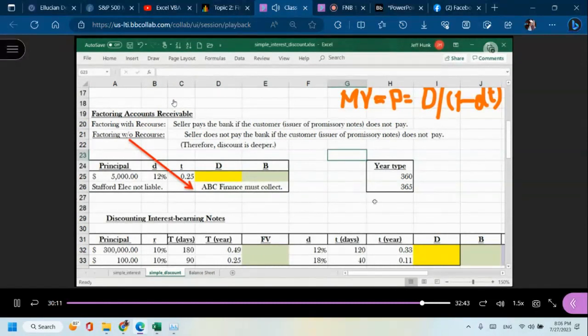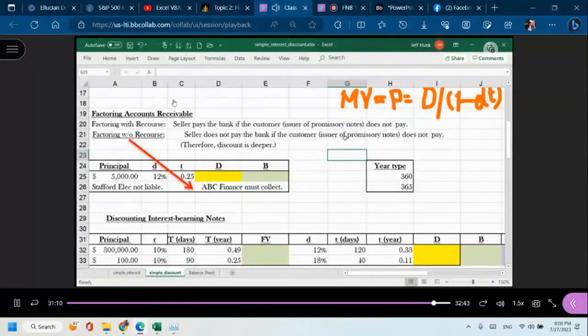Well, normally this won't happen that very often. Why? It's mostly factoring without recourse. Why? The seller does not pay the bank if the customer, the note issuer, does not pay, right? So think about it. What kind of issuer would default? They would be the ones with a very, very low, derogatory credit rating. If I'm dealing with a client that has a very bad credit rating, I'm not going to accept their promissory note, right?